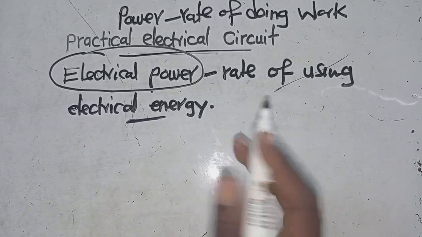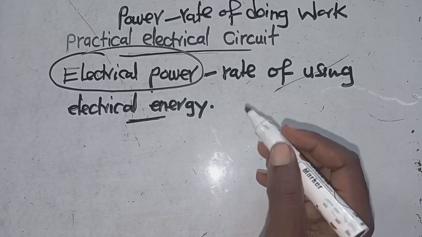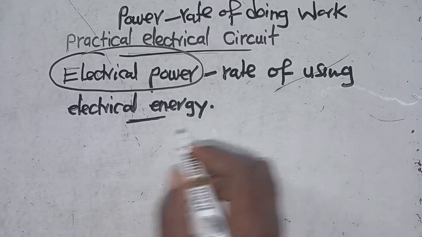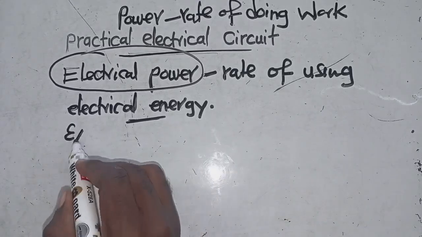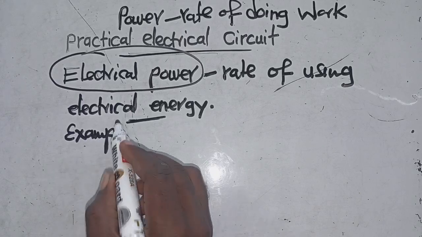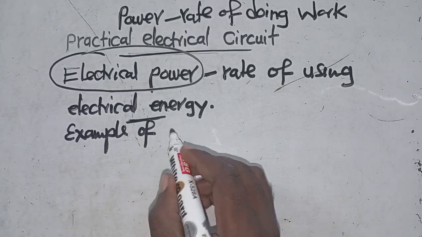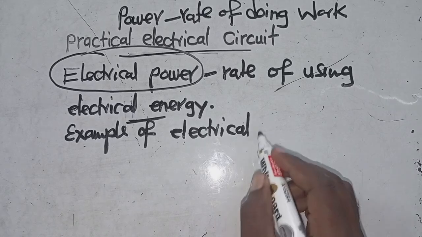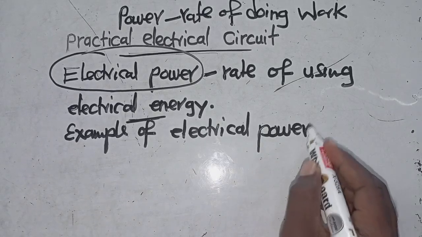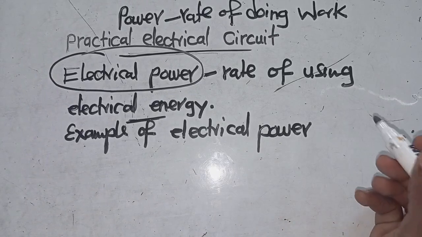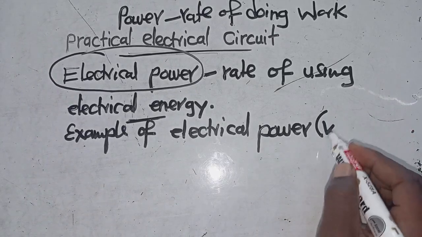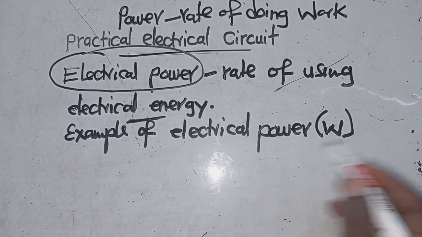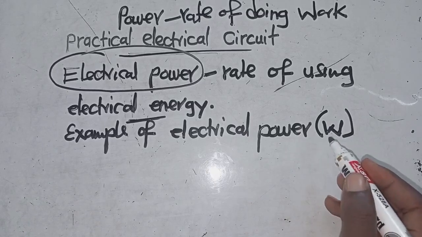So you now need to understand examples of electrical power. Maybe I want you to understand this clearly. Examples of electrical power. We can talk of a cooker. Power, first of all, is measured in what? Watts. The SI unit for power is watts. This is what you have to know.